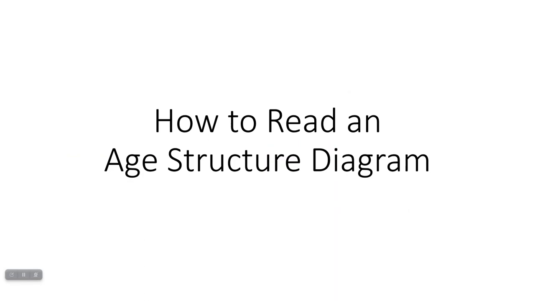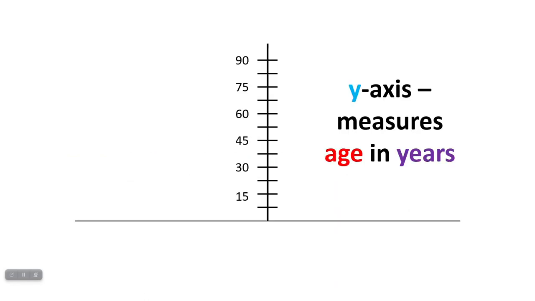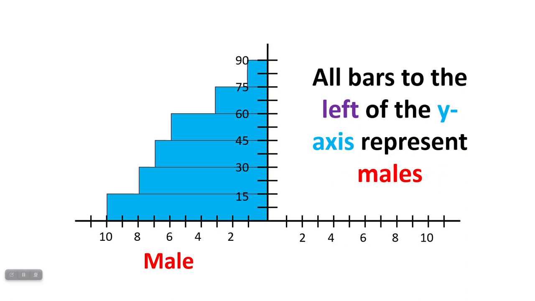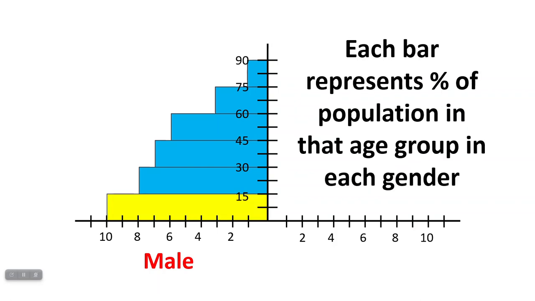So, how do we read an age structure diagram and how does it look? Well, on your y-axis, you have age measured in years. And then on your x-axis, you're measuring what percent of the population you're looking at. So this shows you the proportion of the population that's in each of these age groups, not necessarily a straight number. All the bars to the left of the y-axis are usually going to represent the male parts of the population. And usually there will be some sort of label to tell you which side is measuring male, which side is measuring female.